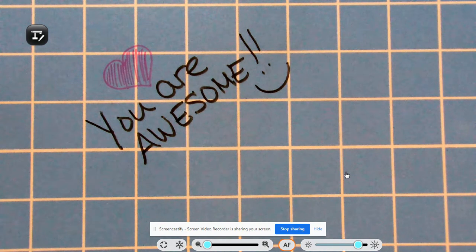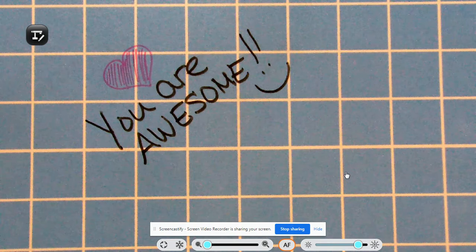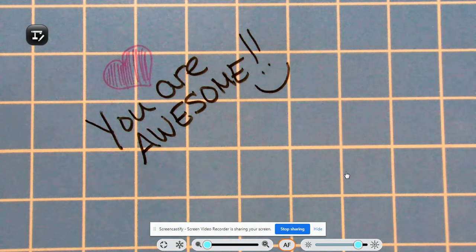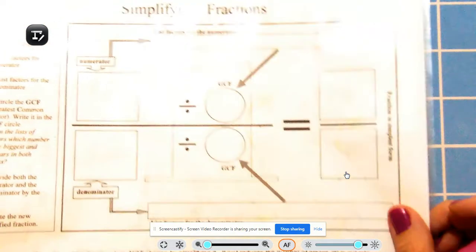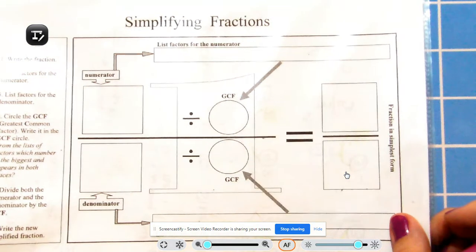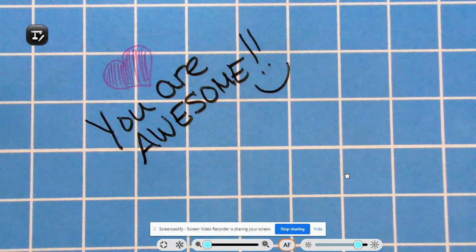In today's video, we are going to work on adding and subtracting fractions and mixed numbers with like and unlike denominators. So you will need your simplifying fractions mat and your fractions and skip counting page.